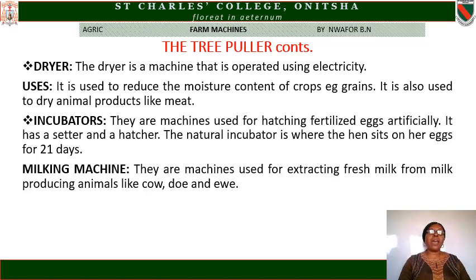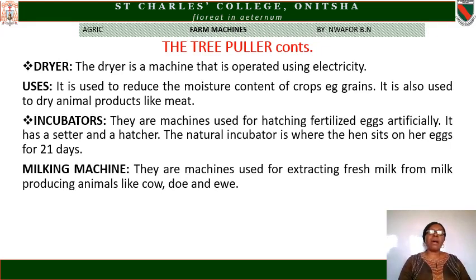The dryer again is used to dry animal products like meat. Another one is the incubator. Incubators are machines used for hatching fertilized eggs artificially. We know that there is the natural incubator where the hen sits on her eggs for a complete 21 days. These artificial incubators are used to hatch fertilized eggs within hours and days. It has a setter and a hatcher.